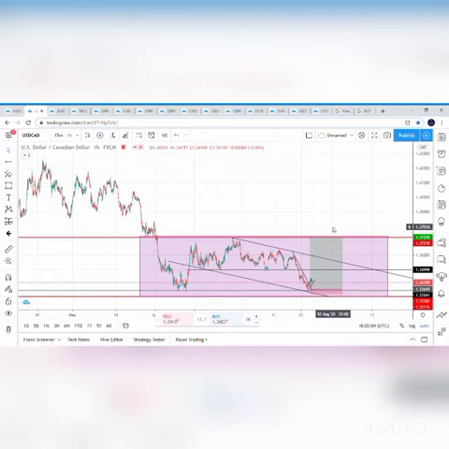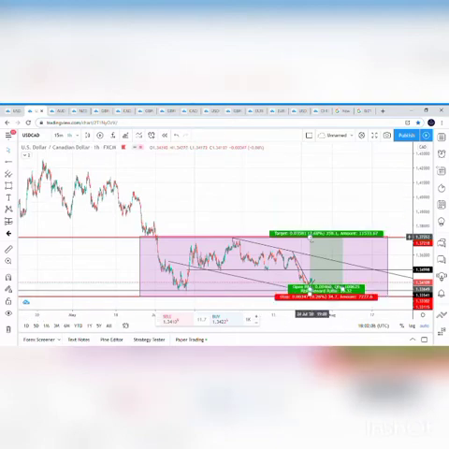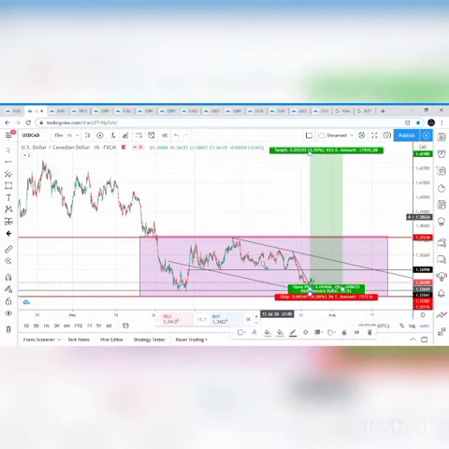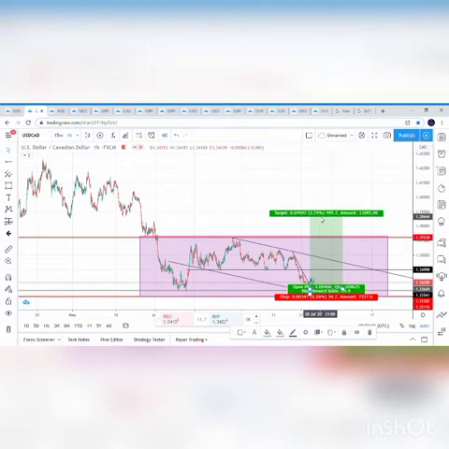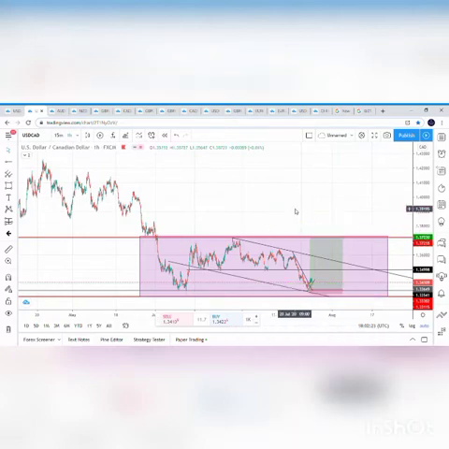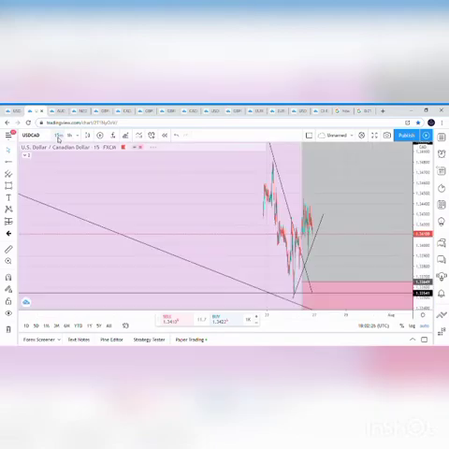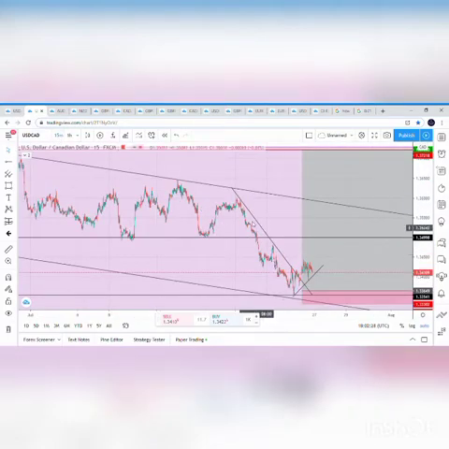Then a continuation. It might just be a continuation upward, like it got here, went down, got here again. So we might just be expecting a continuation. How are we going to know when to enter the trade? We have three major reasons.